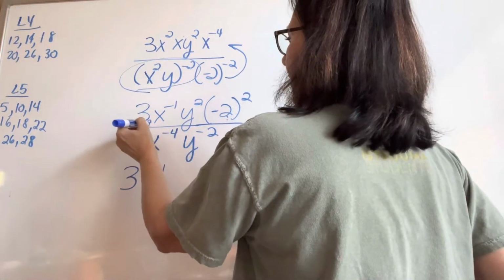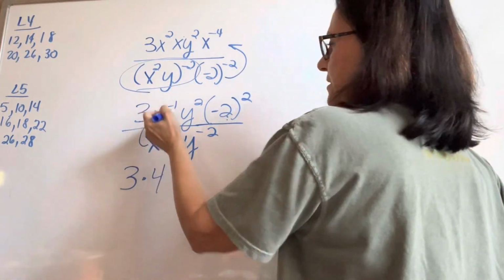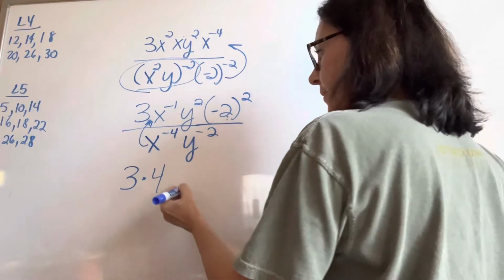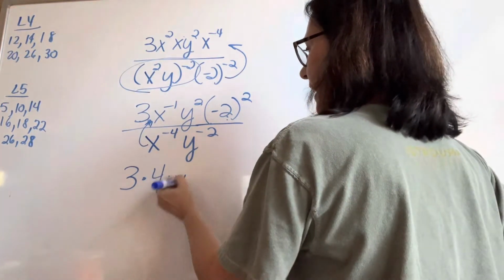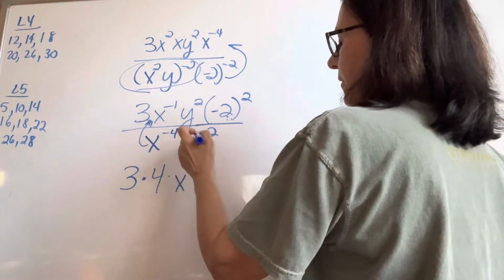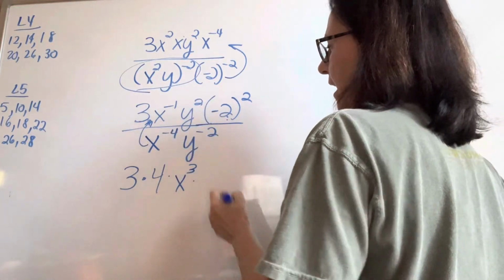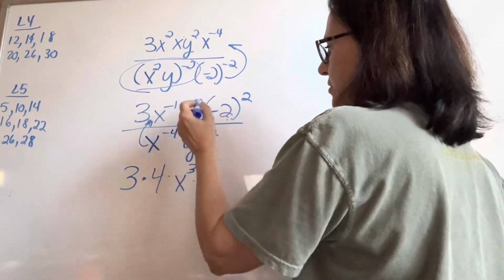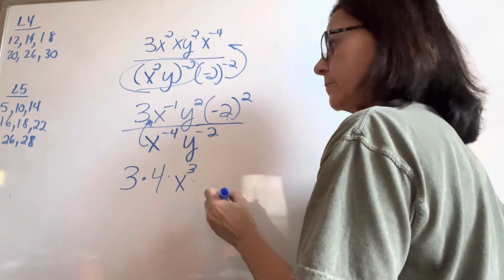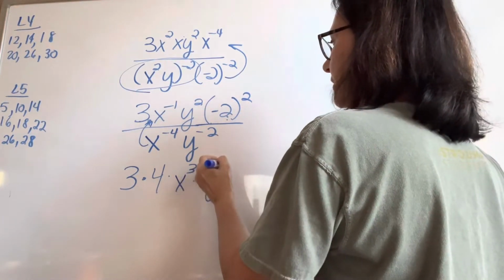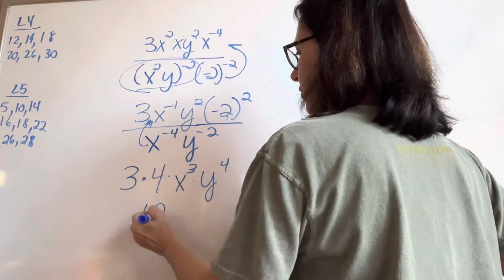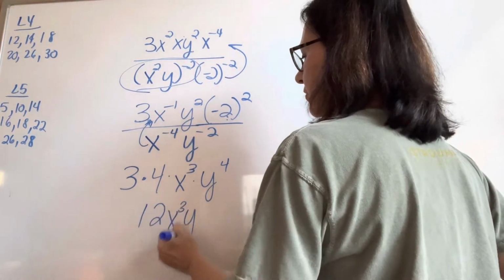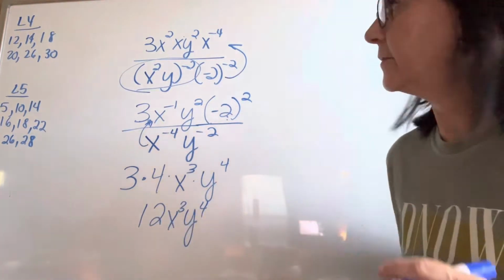All right, so we're moving our x up. So it's negative 1 minus negative 4, which is plus 4. So that's times x cubed. We're moving our denominator up. So it's 2 minus negative 2, which is plus 2. It's y to the fourth. Final answer, 12x cubed y to the fourth.